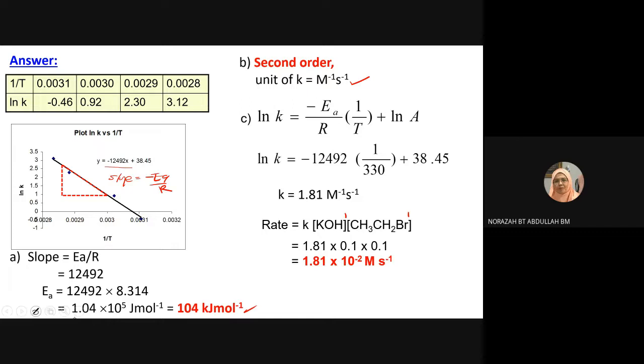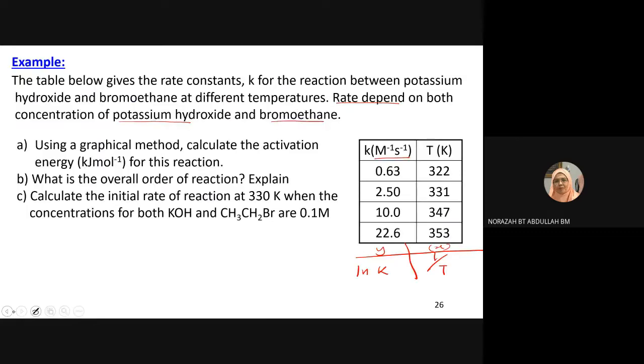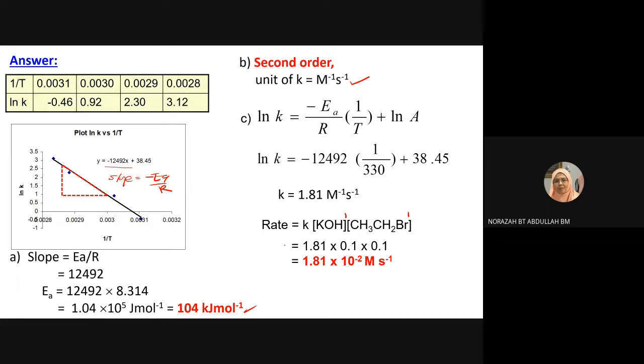Okay, then mencari nilai K. Sebab kita nak cari what would be the initial rate at 330 when the concentration is given. Kita nak cari initial rate. Jadi kita menggunakan rate law. Nak cari rate, diberi concentration, cari rate, menggunakan rate law.